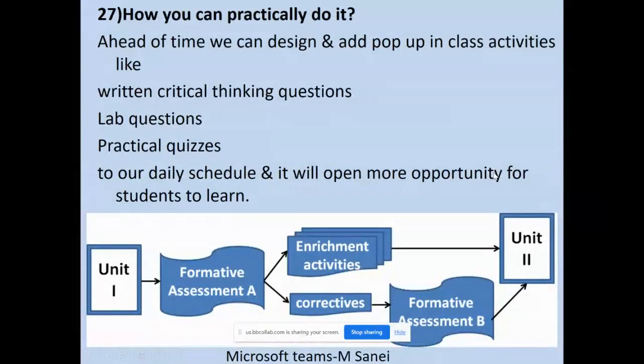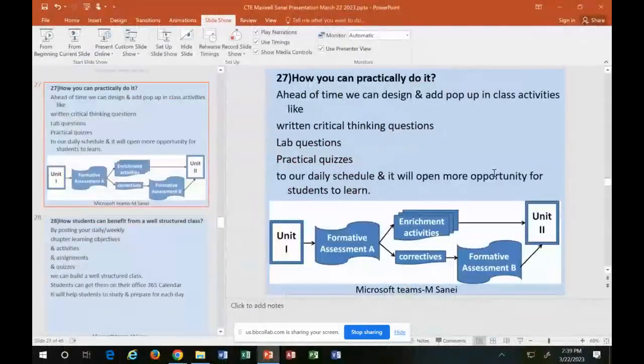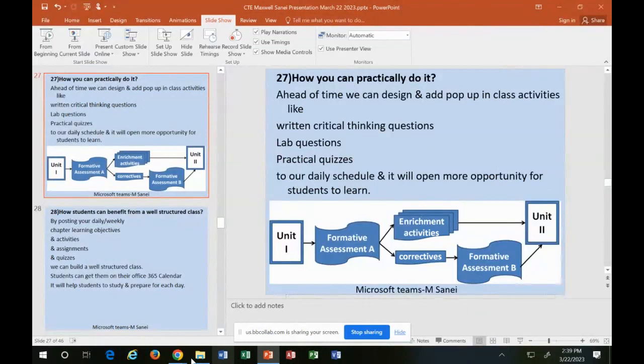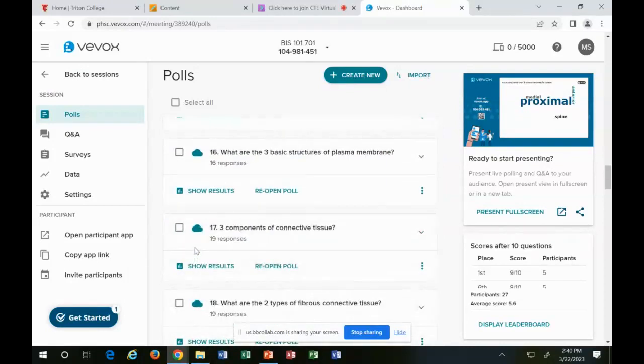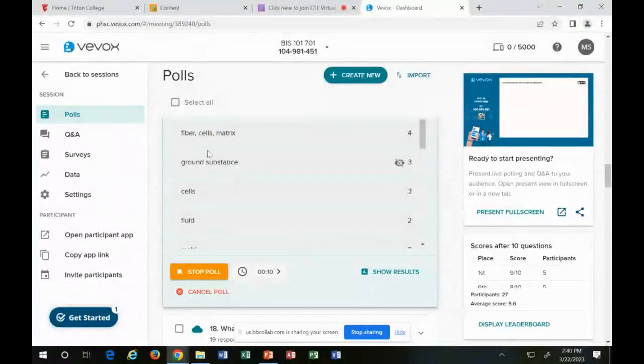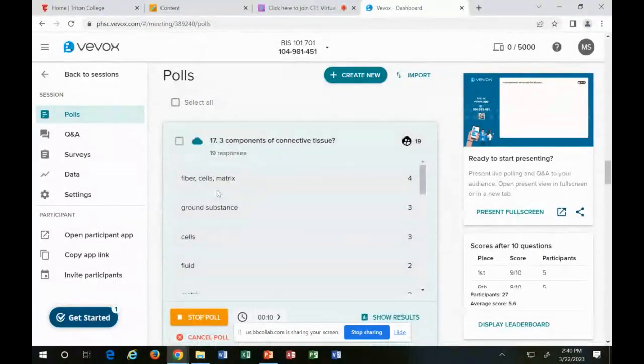The beauty of this application is the fact that, again, I can see students' feedback instantly. Now I will go back there and show you. Look at this, even in this situation. This is a word cloud. I see what answers are there: proximal, anterior, spine, media. But in a written one, look at this. I see the answers and I can show the answers.